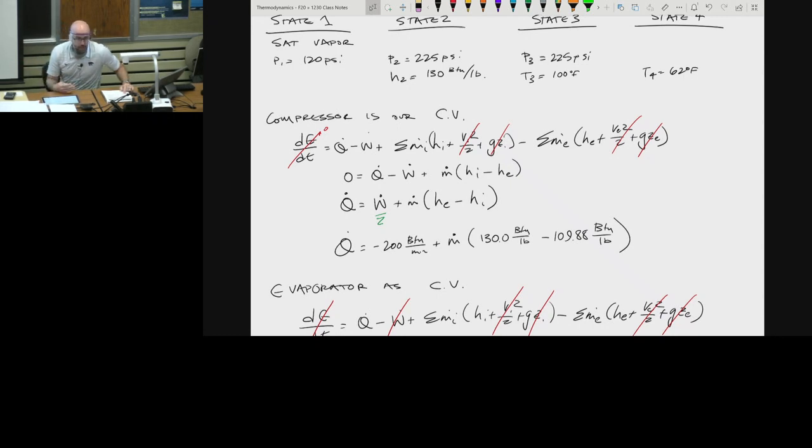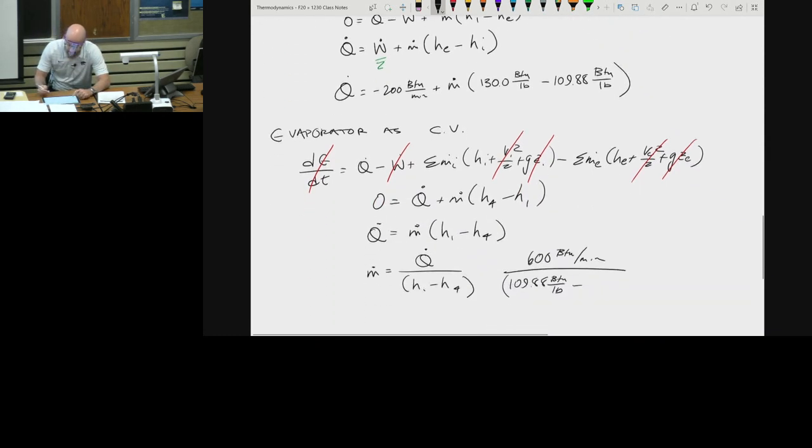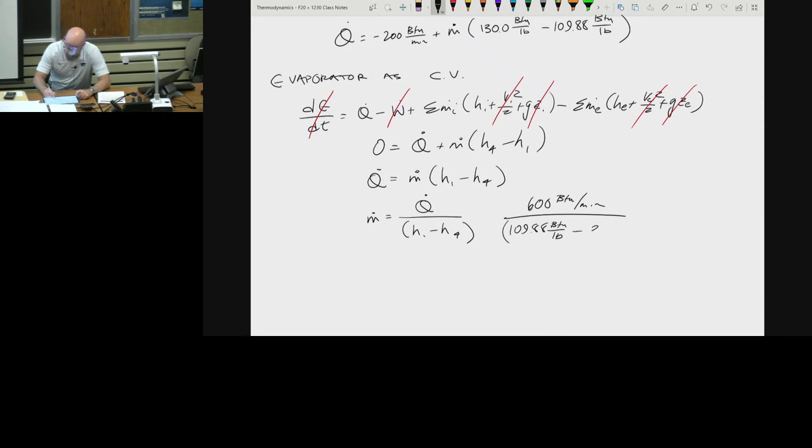It's R22. Liquid approximation means that I look up the properties at the temperature I'm given. So H3 is going to be Hf at 100 degrees Fahrenheit, and that is equal to 39.41 BTUs per pound. And because we have a throttle there, the enthalpy at 3 is the same as the enthalpy at 4. So we can write it down here as 39.41 BTUs per pound.